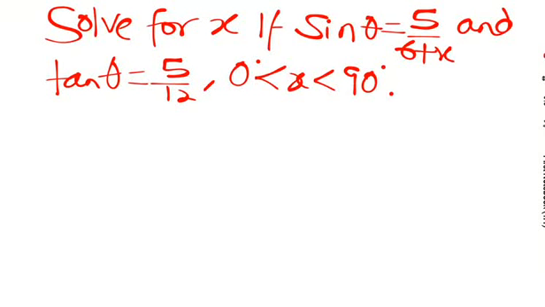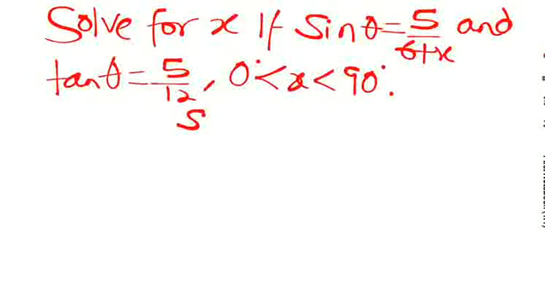Hello viewers, in this video we're going to solve the question for x. We are given that sine theta is equal to 5 over 6 plus x, and we are equally given that tan theta equals 5 over 12. Now from the instruction, our x must be less than 90 degrees but greater than 0.